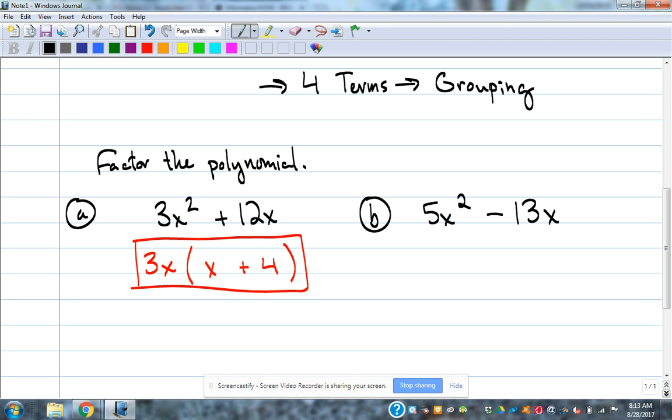Well, first I'll look at the numbers, 5 and 13. Do 5 and 13 have anything in common? No. So we know there's not a number, but do they share a variable? Yeah, they both have x's. One's got x squared and one's got plain x. So the GCF of x squared and plain x would be x. So GCF is x. What's left in the parentheses? Good job. 5x minus 13.